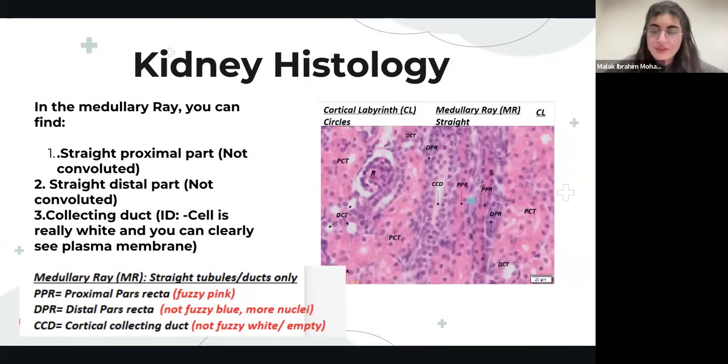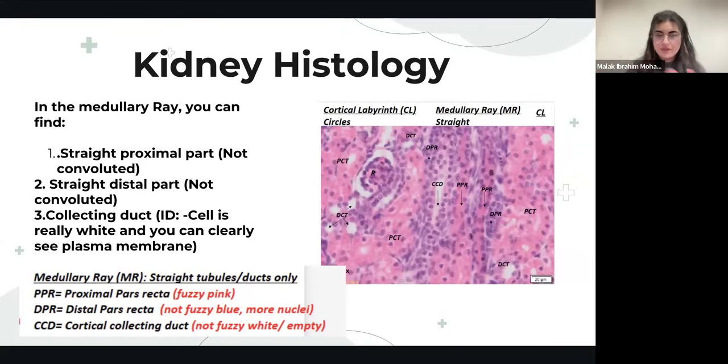Now, in the medullary array, you talked about the cortical labyrinth. The medullary array, you can see three things. You can see the straight proximal part. It's not convoluted, it's very straight. So you would see that part, and then you would see the straight distal part, also not convoluted, and you would see the collecting duct.